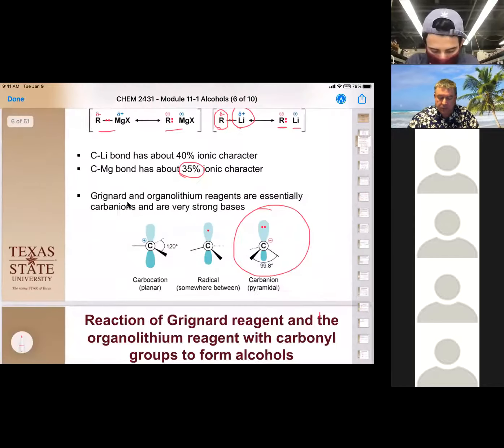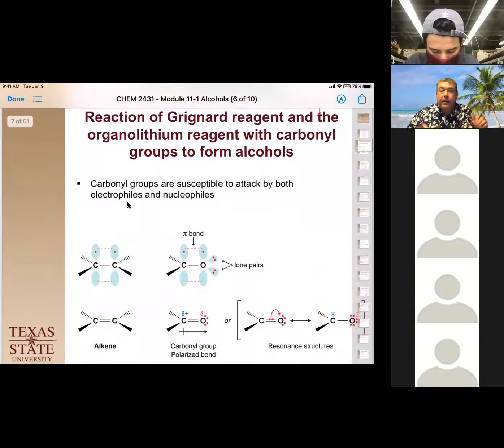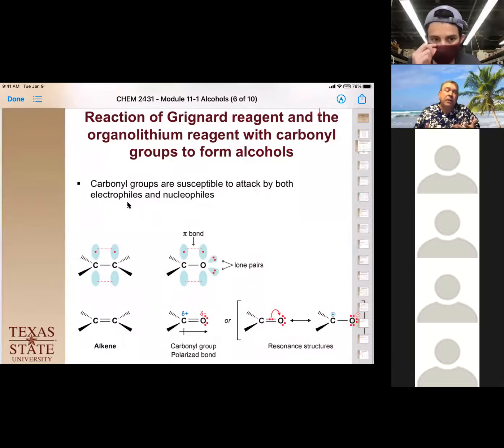Okay, so how can we use it as a nucleophile? Well, we're going to use it as a nucleophile because it's going to want to attack anything with a positive charge or a partially positive charge. So if we think about alkenes, neither one of those sides is really partially positive. That's a nonpolar bond. So it's kind of just sitting there, right?